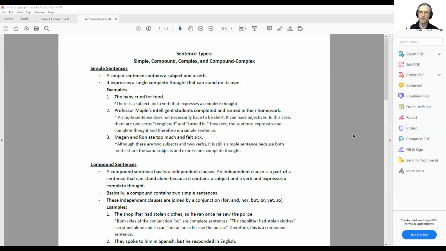Hello everyone. In this video, we're going to be discussing the various types of sentences, the syntactically appropriate sentence forms, and some of the most common errors, or at least one of the most common errors, that results in the failure to properly structure sentences based on these types.